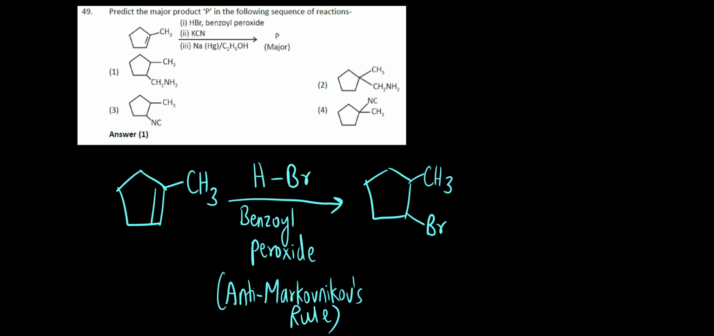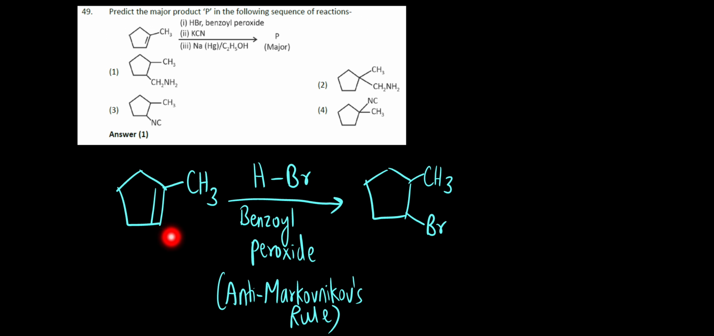Here you can see this alkene is treated with HBr in presence of benzoyl peroxide. So what will be the first step? Benzoyl peroxide is given instead of hydrogen peroxide. In presence of peroxide, a radical mechanism will take place, and so the anti-Markovnikov rule will be followed.